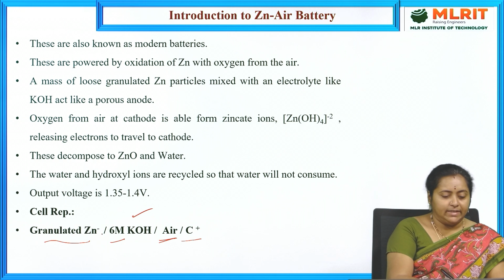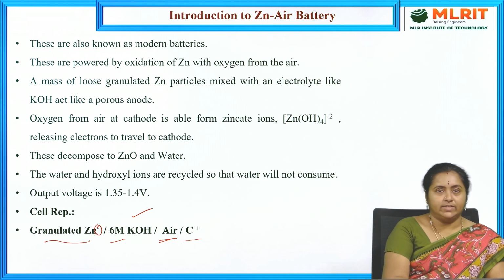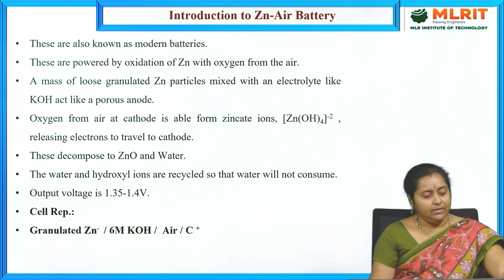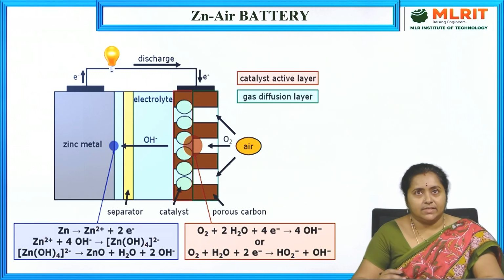So this is acting like the anode electrode, that's why the negative sign is used to represent it. This is acting like the cathode, that's why the positive sign is used to represent it. So let us see the construction of the zinc air battery.